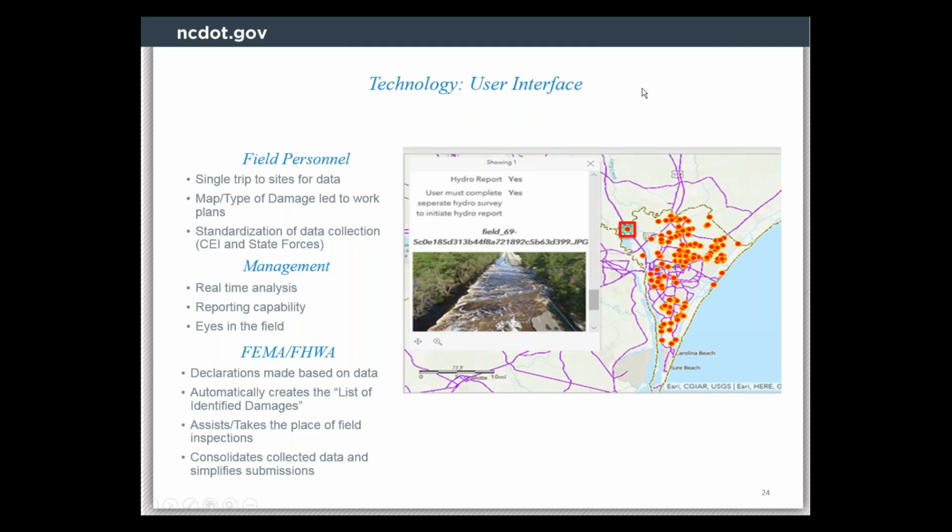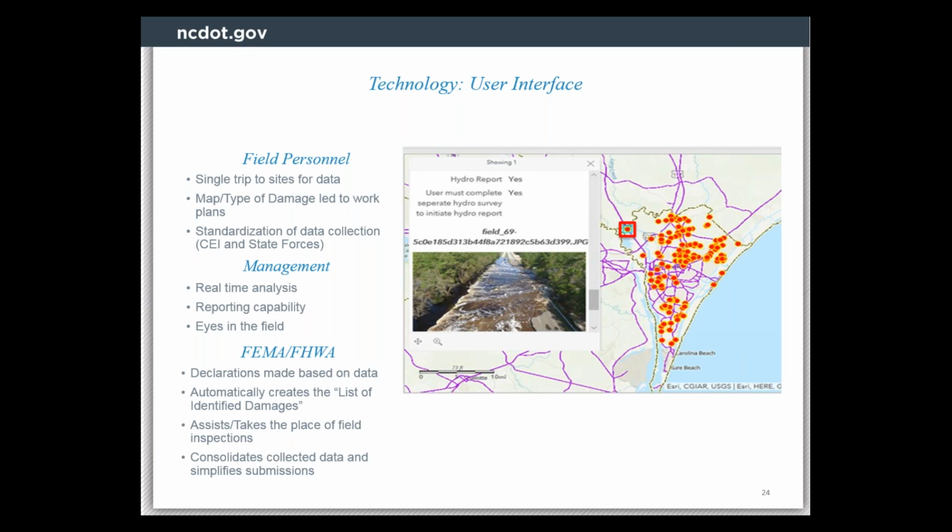So how useful did we find it? Well, from our field personnel, we heard a lot of positive feedback. They liked it because they were able to make single trips to the site for their preliminary damage assessment. In reality, with a storm of the magnitude that we had, while we had very trained personnel, there were individuals doing damage assessments who maybe hadn't had a huge history of doing that before.